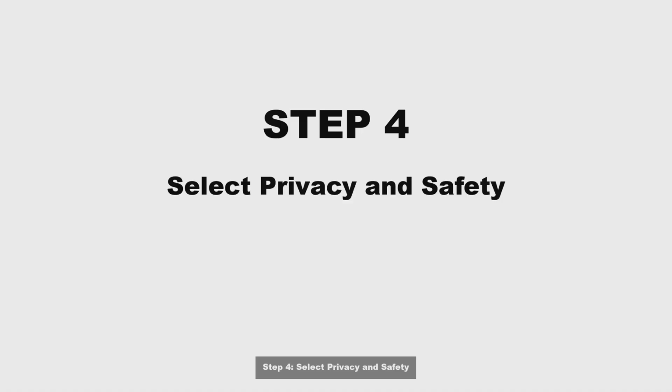Step 4. Select Privacy and Safety. Scroll down and find the Privacy and Safety option. Tap on it to view your privacy settings.